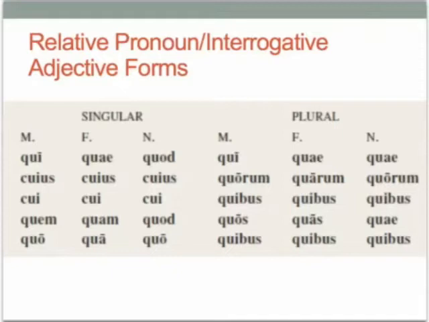cui, cui, cui. Notice that pattern of the ius genitive and the i dative, and then it's quem, quam, quod, quo, qua, quo, qui, quae, quae, quorum, quarum, quorum, quibus, quibus, quibus, quos, quas, quae, quibus, quibus, quibus.